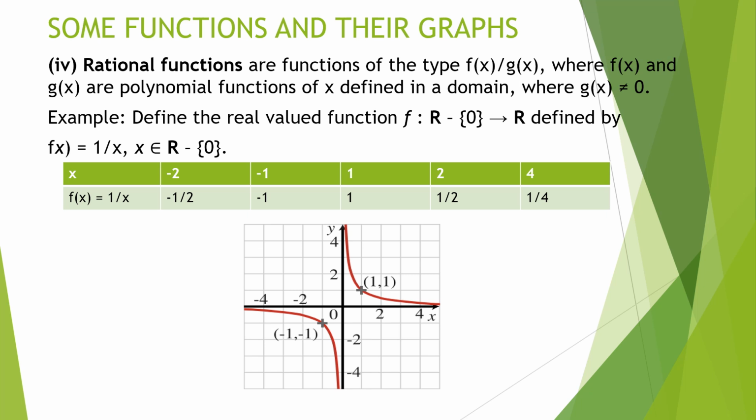Fourth one are the rational functions. They are the functions of the type f(x)/g(x), where f(x) and g(x) are polynomials and g(x) is not equal to 0. For example, define the real valued function f from R minus {0} to R defined by f(x) = 1/x. So it is of the type f(x)/g(x). Obviously x cannot be 0, so x belongs to R minus {0}. Now if you take some points and plot the graph, it will look as given over here. So this is an example of a rational function.